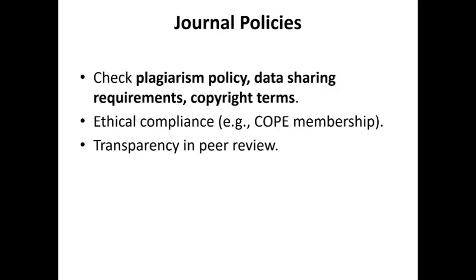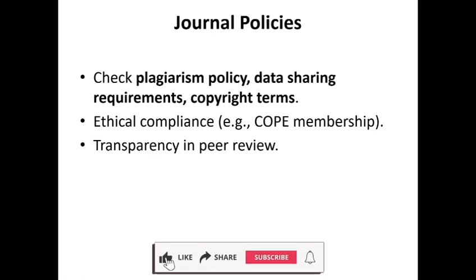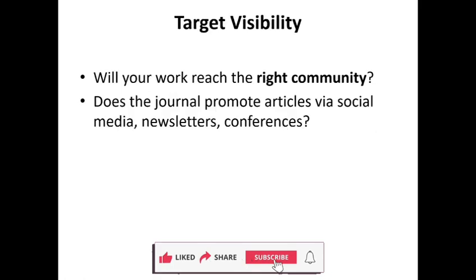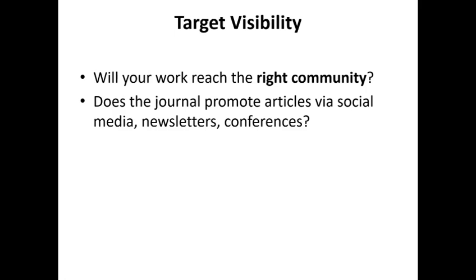Then the journal's policy is there. Plagiarism should be reduced, and you also have to give copyright terms. Transparency should be there, and if any ethical clearance or compliance is needed, that should also be mentioned. For target visibility, you have to check whether your work is going to reach the right community, or whether the journal promotes the articles through social media, LinkedIn, etc. Because that promotion always helps it go to the right persons. That is good.